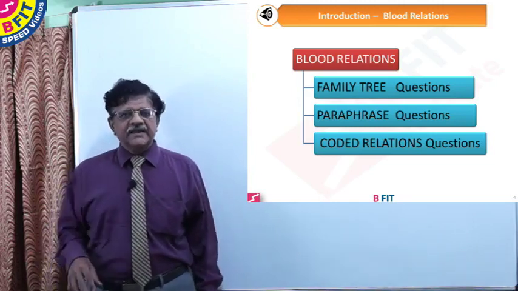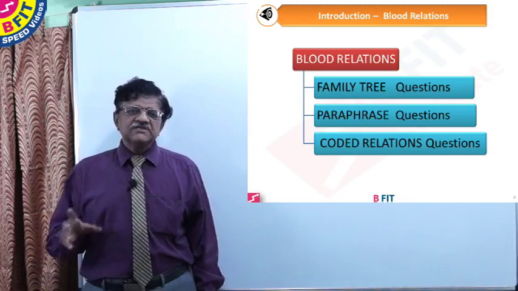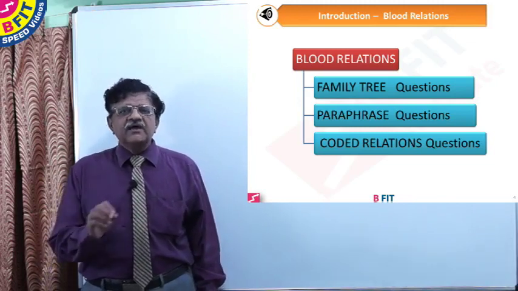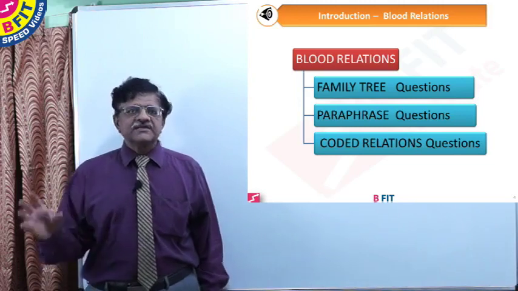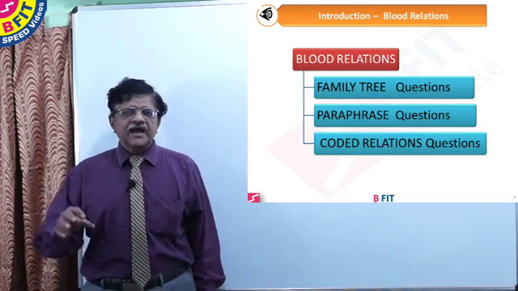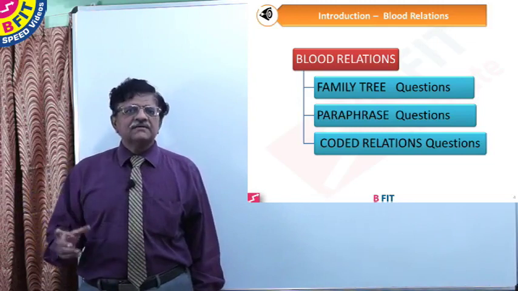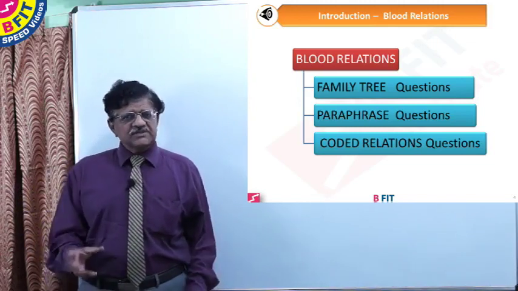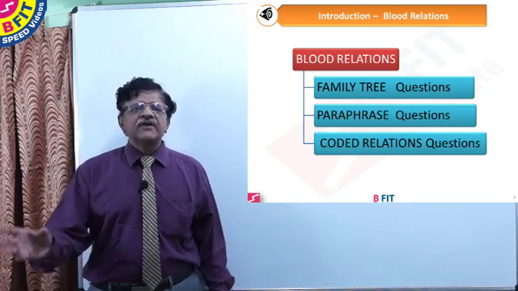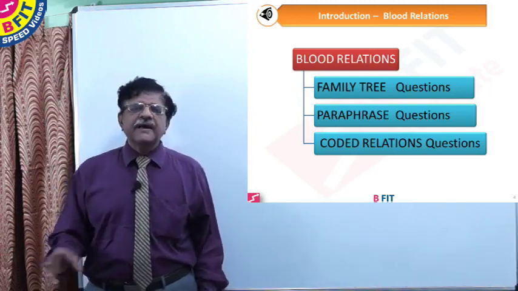One is family tree. The questions can be solved by drawing a family tree. Then the second type is paraphrase. The only son of my grandfather's only son, that kind of tongue twisters. These questions can be solved by paraphrasing. Therefore, I would like to call it as paraphrase questions.